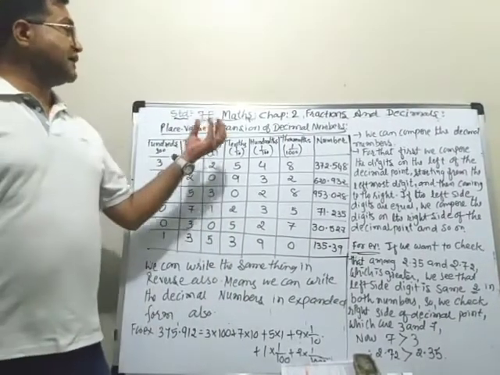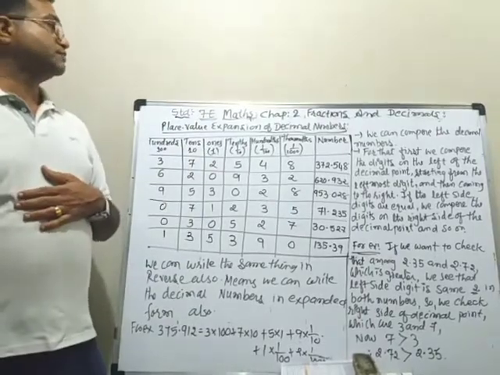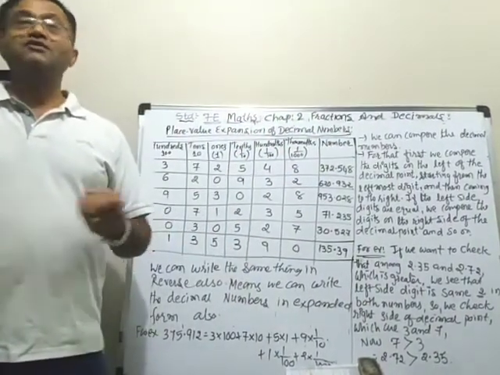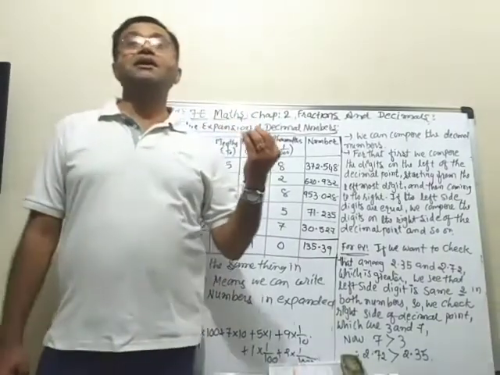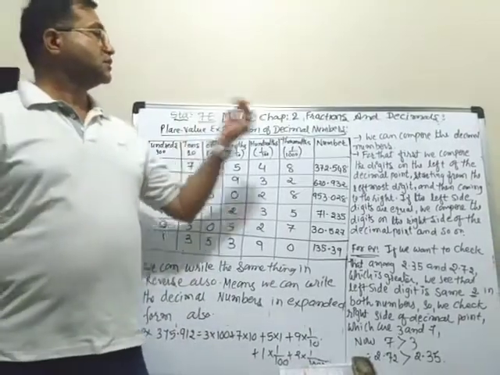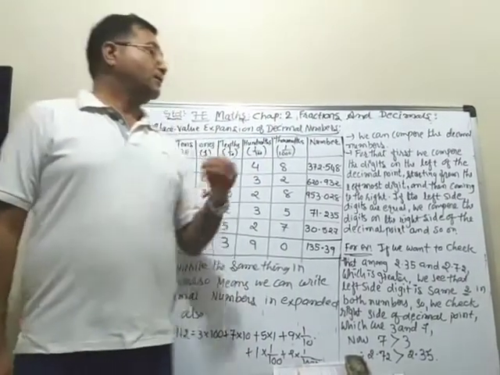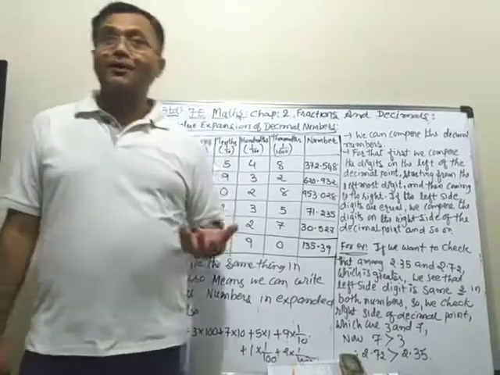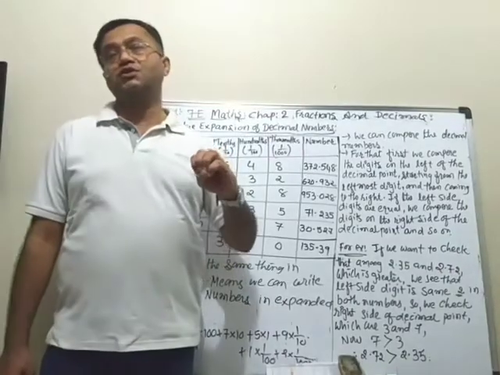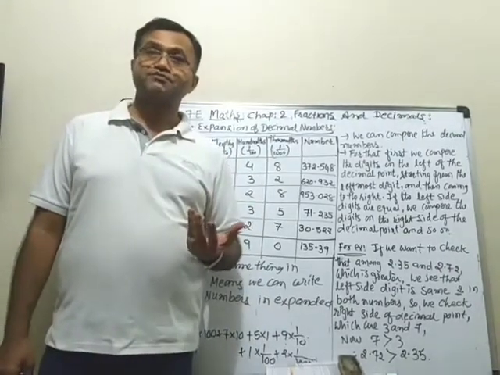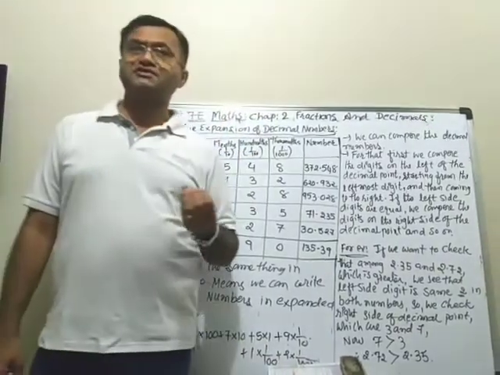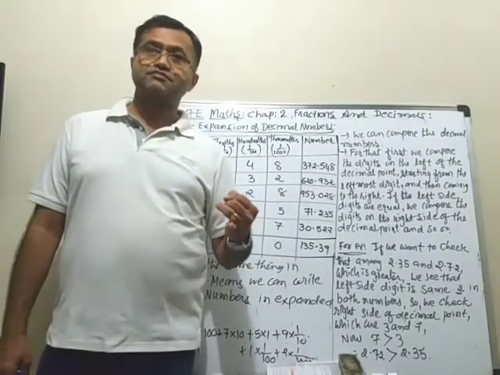In maths we were busy with chapter 2, fractions and decimals, in which we already learned about the types of fractions, like all the fractions, proper fractions, improper fractions, and to convert the improper fraction into mixed fraction also, and the reverse also. Then we know the equivalent fractions, like fractions.